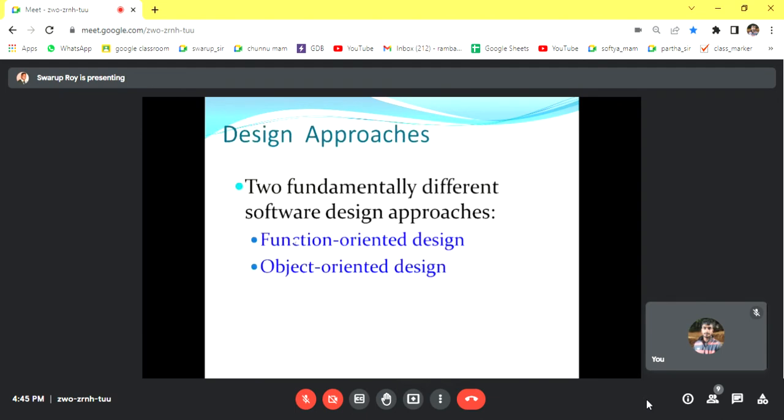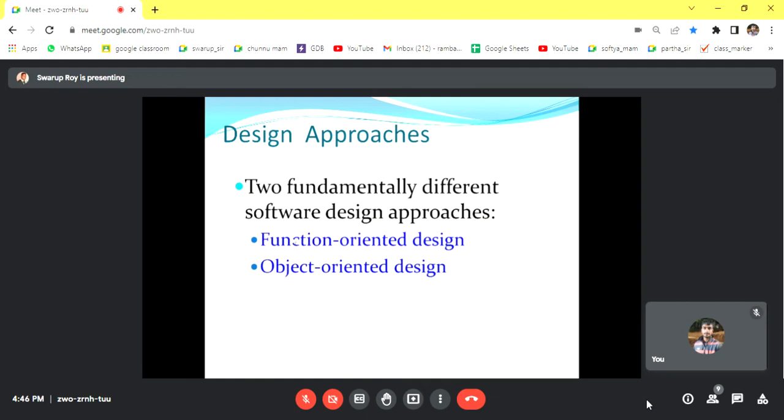Now there are two different design approaches, I mean, how you can design a software. Function oriented design is relatively old. Another, which is currently going on, is called object oriented design. Most of the software is designed using object oriented design.